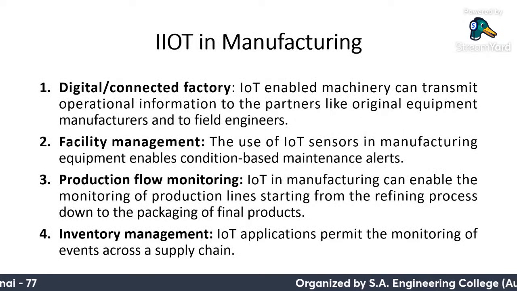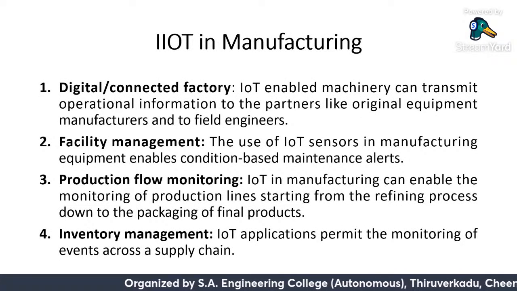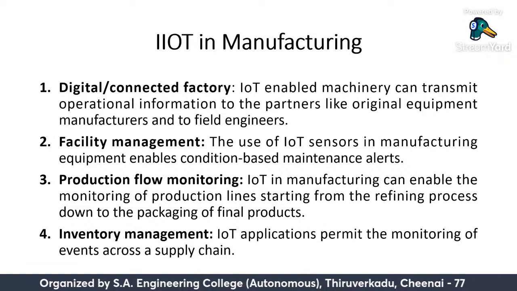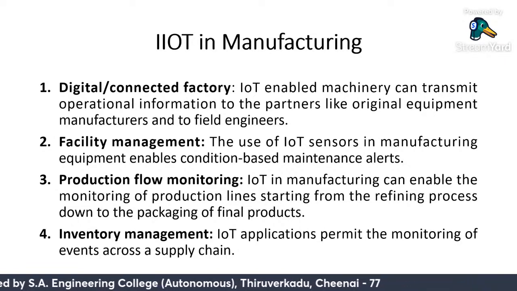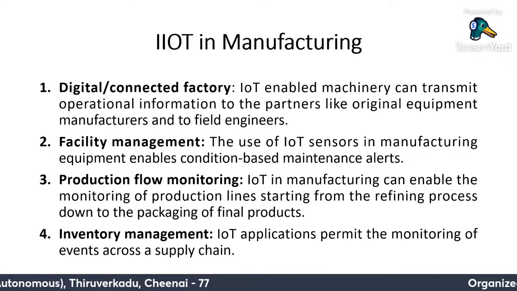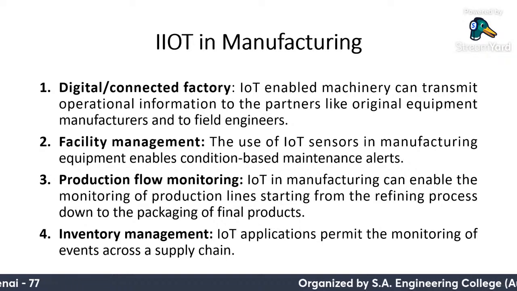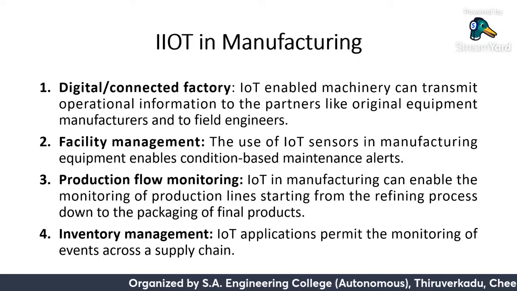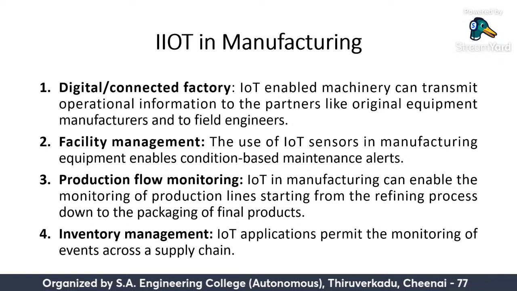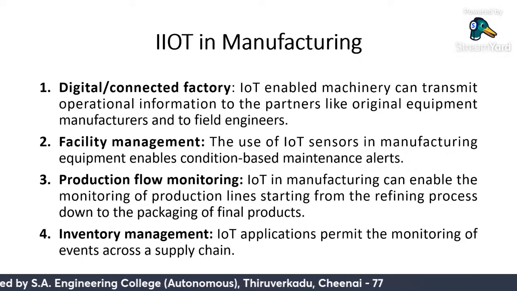And this is the IoT in manufacturing, the digital connected factory. It enables the factory to connect digitally over IoT, such as a wide area network, internet, and intranet, which are also used in IoT. It just sends the information to the operational engineers and field engineers, to ensure the proper operation of the manufacturing line or the industry or factory where it is used.